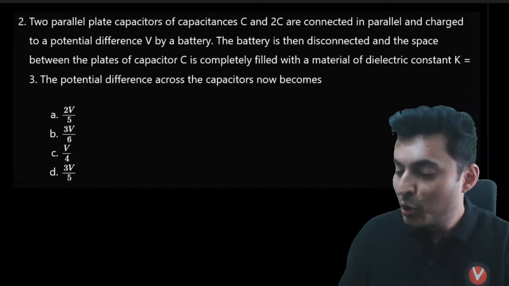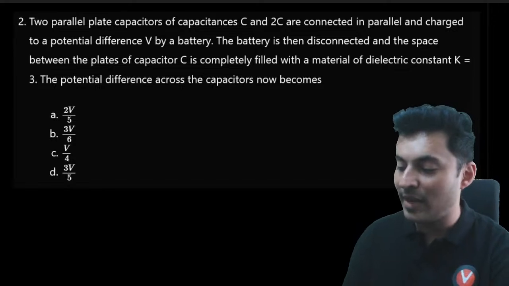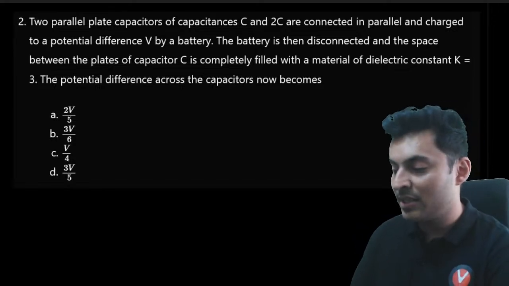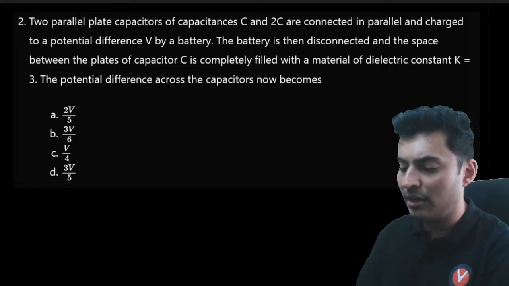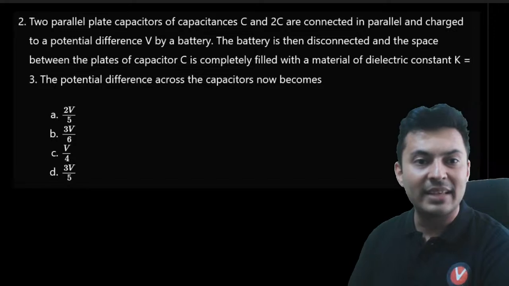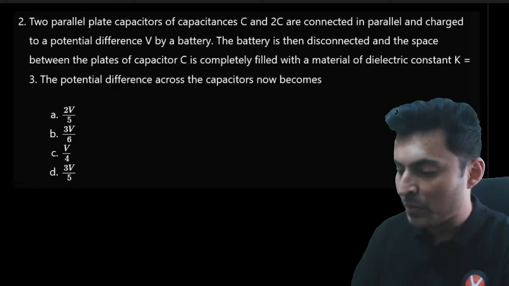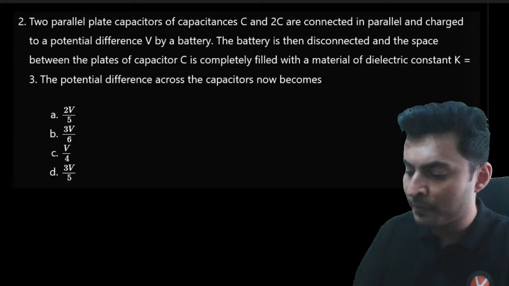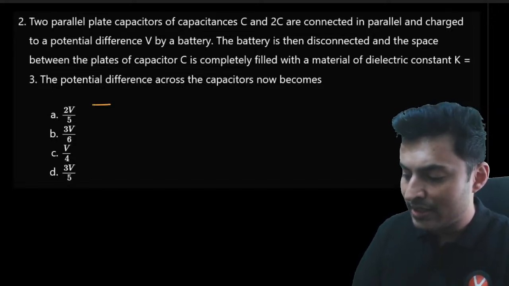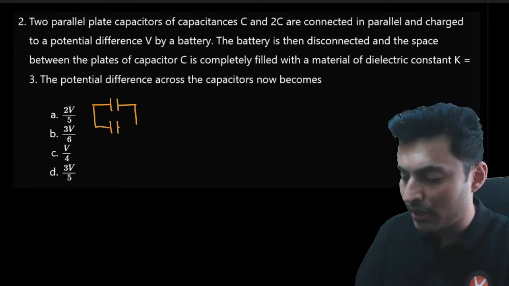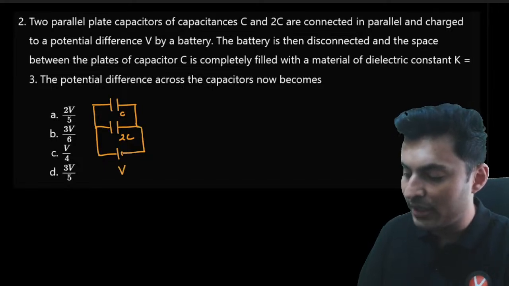Two parallel plate capacitors, C and 2C, are connected in parallel and charged to a potential V. The battery is disconnected and the space between the plates of the capacitor is completely filled with a material of dielectric constant 3. The potential difference across the capacitor now becomes? So how do we solve this kind of question? First of all, they are connected in parallel and charged to a potential of V. Let me draw both capacitors. This is C, this is 2C, and both are connected to the same battery of voltage V.